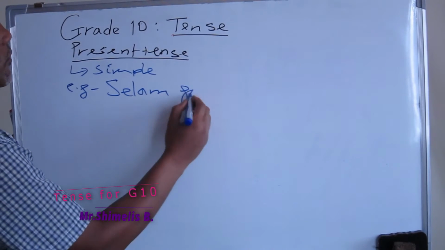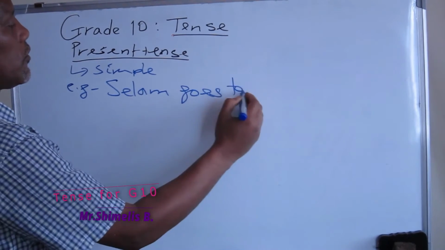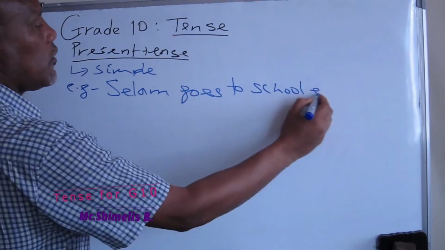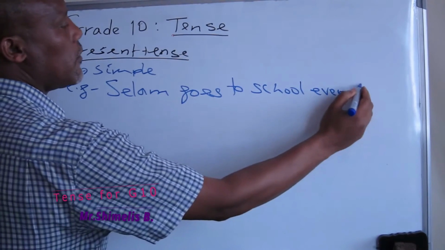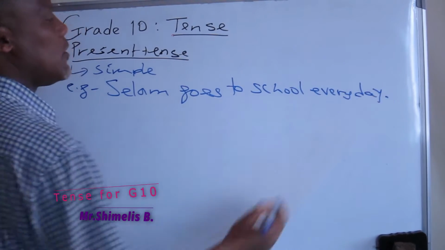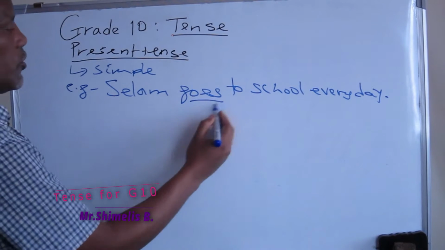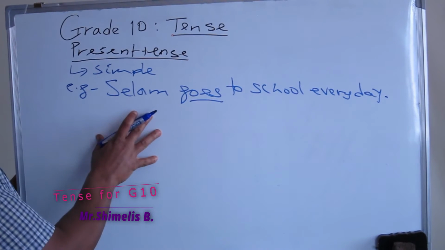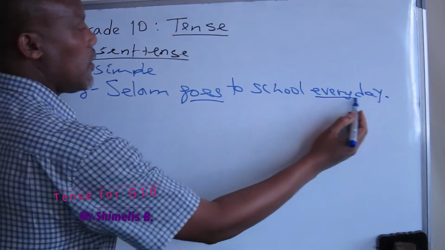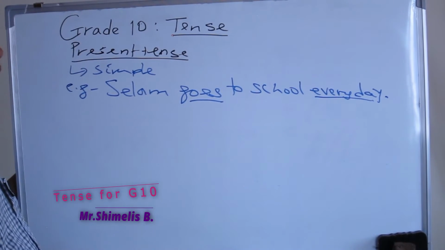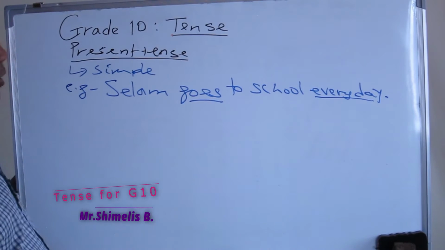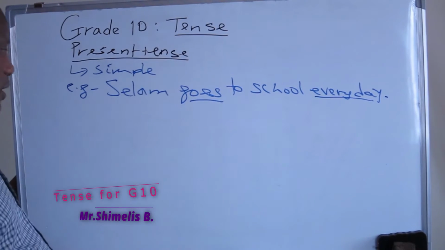Salam goes to school every day. So this action shows that it is happening repeatedly, so it's a kind of habit. Okay, it's a kind of habitual action because this action is done every day, so it is repeated and a habit action.